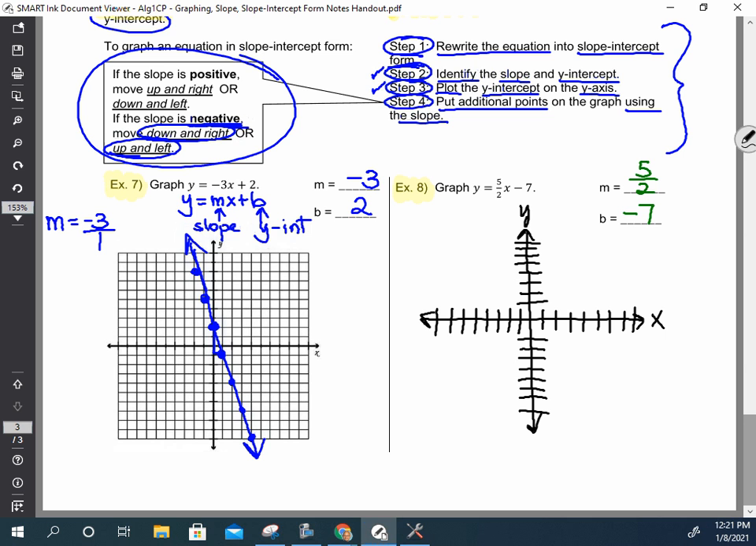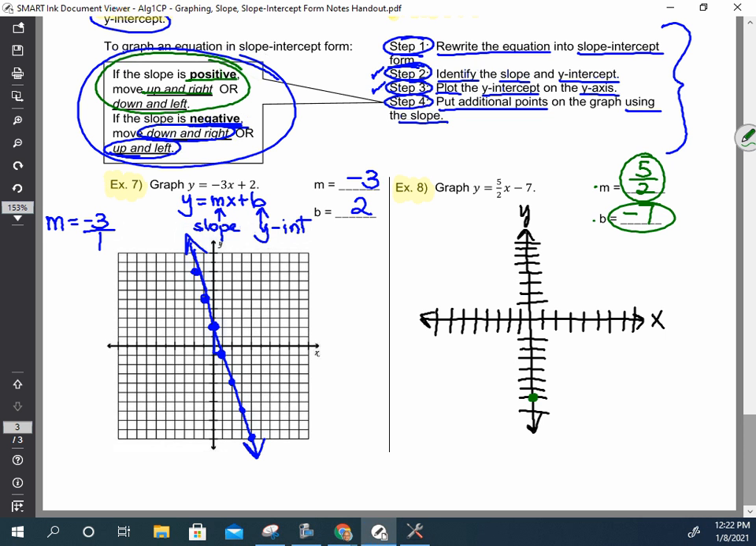What's the first number that goes on the graph? The slope or the y-intercept? The y-intercept goes on the graph first. So go to the y-axis and put your dot on negative 7. Now we do the slope. Is our slope positive or negative? Positive slope. Since we have a positive slope, there are 2 ways to do it.